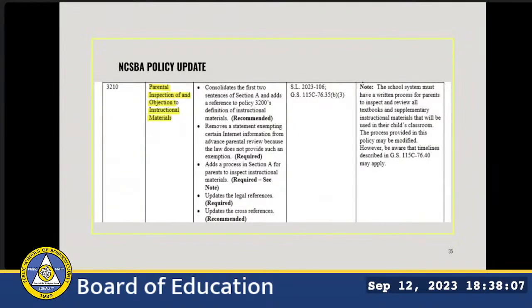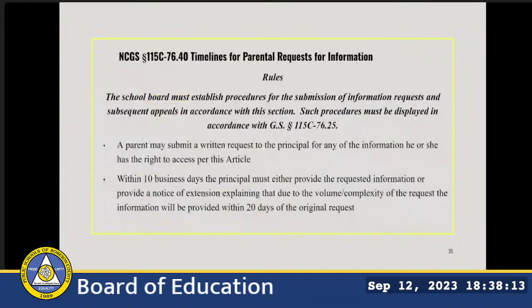This is the recommendation for policy change, policy 3210, parental inspection and objection of instructional materials. 76.40 is another new statute. And this is that the school board has to establish procedures. And anytime you see procedures in this statute, what they really mean is policies. So this is the school board has to establish procedures, excuse me, for the submission of information requests and appeals.